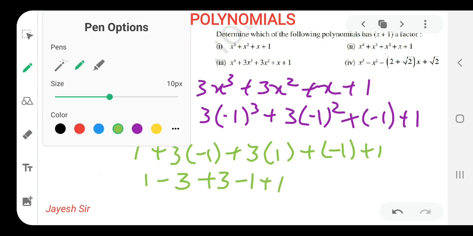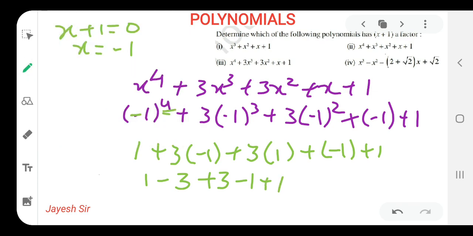Now what we are supposed to do, friends? We are supposed to just cancel it out. Minus 3 and plus 3 go out. Now minus 1 plus 1 also gets cancelled. Now what are we left with? We are left with only 1. So that means x plus 1 is not a factor of our given polynomial equation. So let's solve the fourth sum.